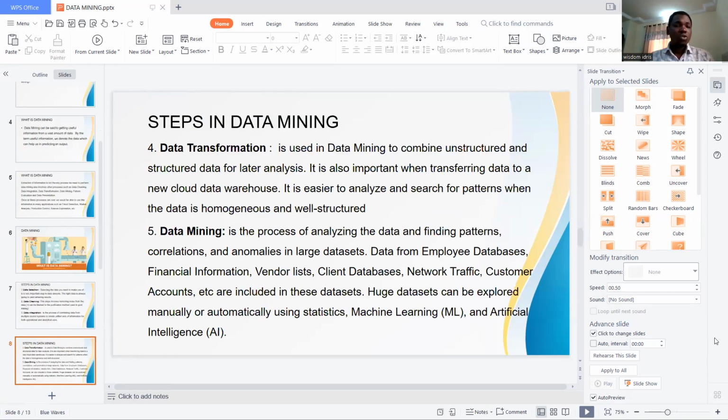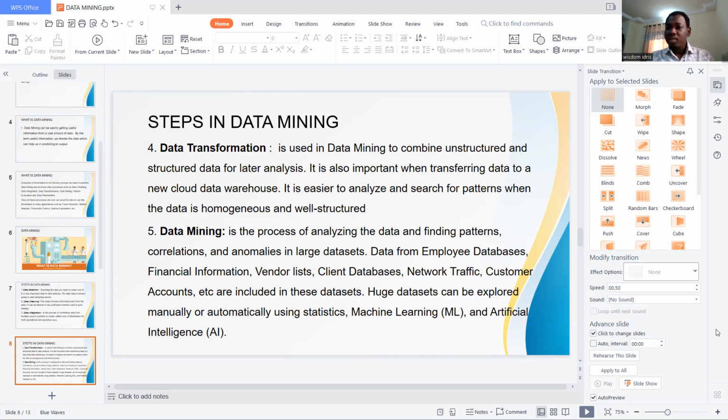So another thing that you want to talk about is data transformation. It's used in data mining to combine unstructured and structured data for analysis. We just talked about that. When you're getting data from different sources, at times one is structured, one is not structured, one is orderly, one is not orderly. So you want to make sure you combine them to a format that is workable with. So at times when you have those two ranges of data, you're like, okay, what do I want to do? What you need to do is transform. You want to transform, you want to make some kind of correlation.